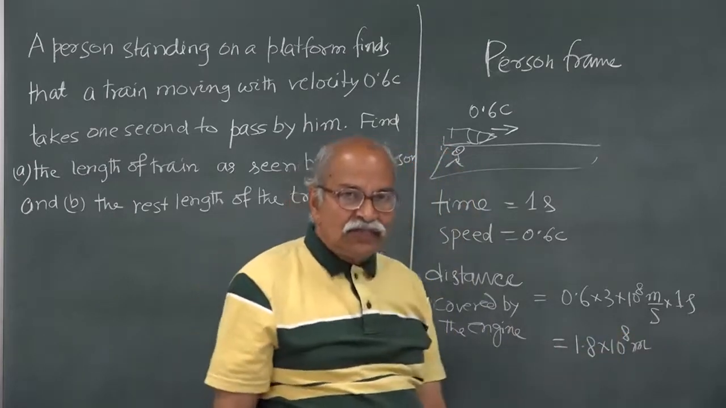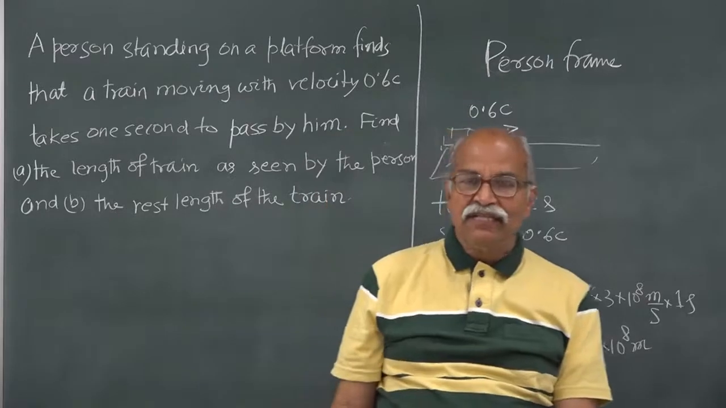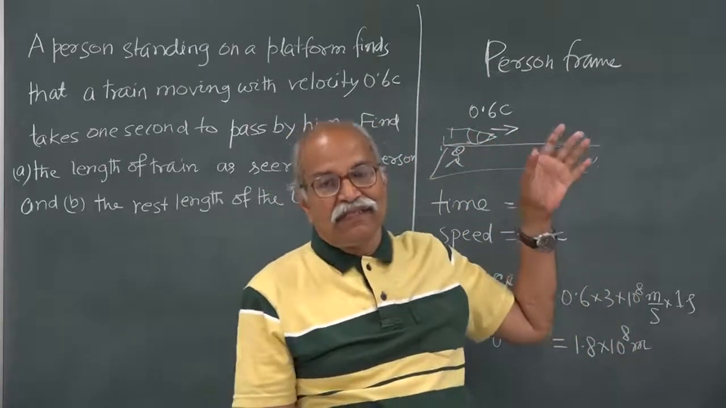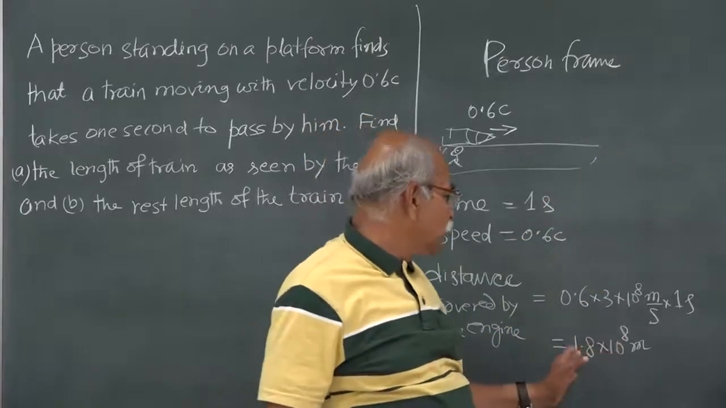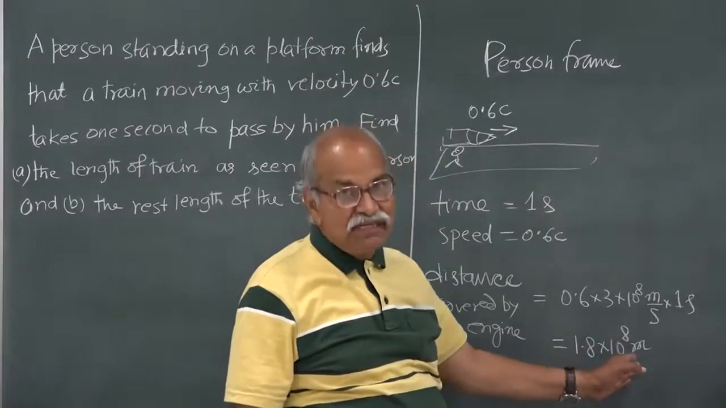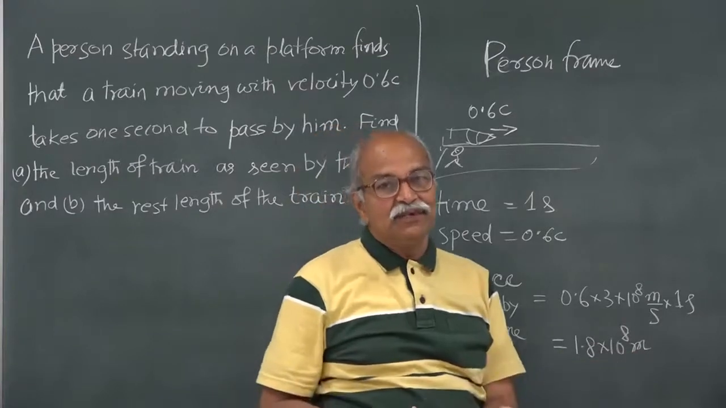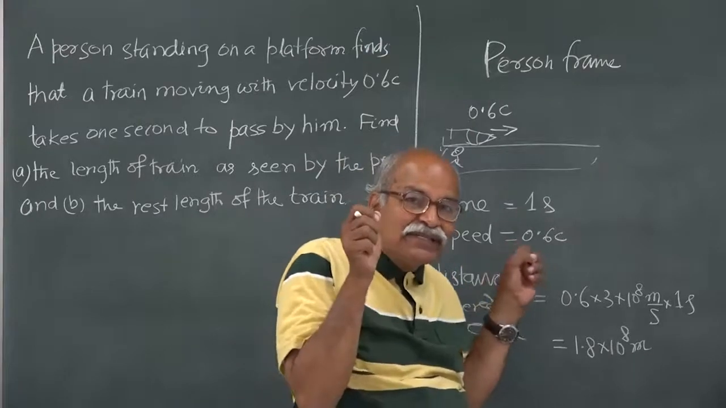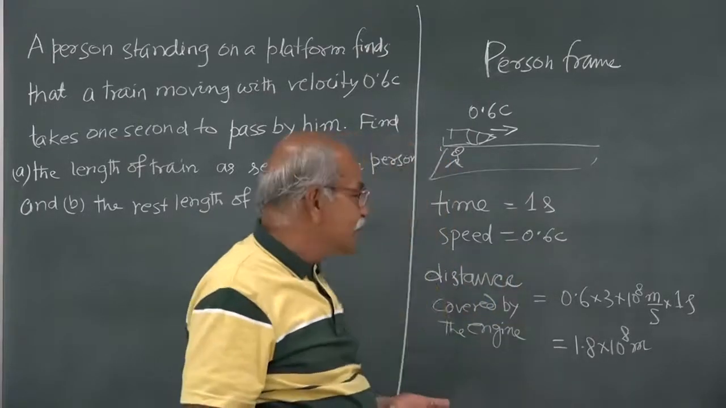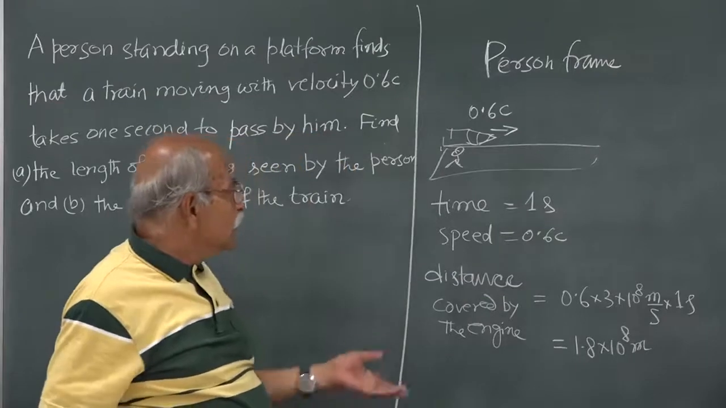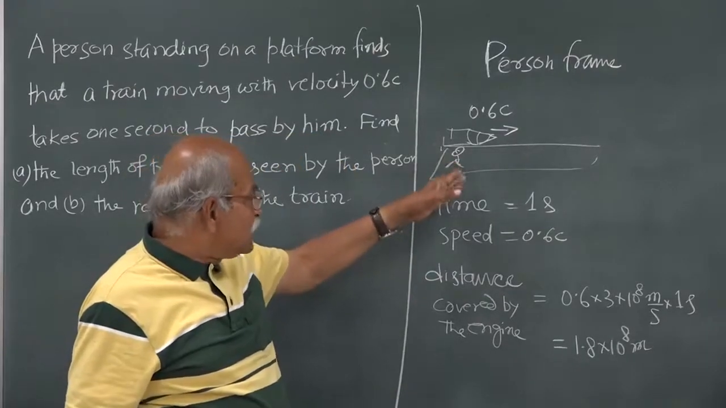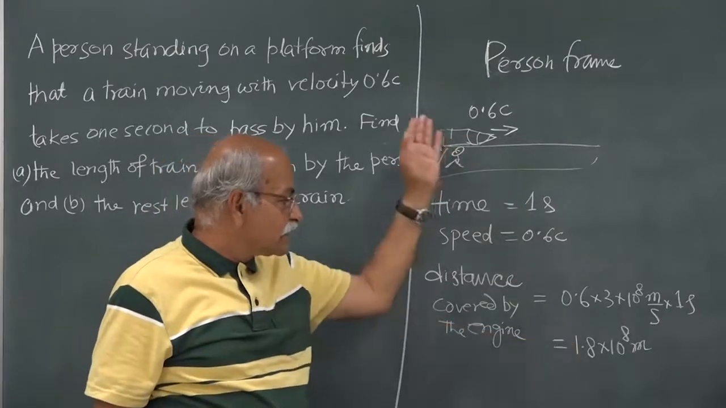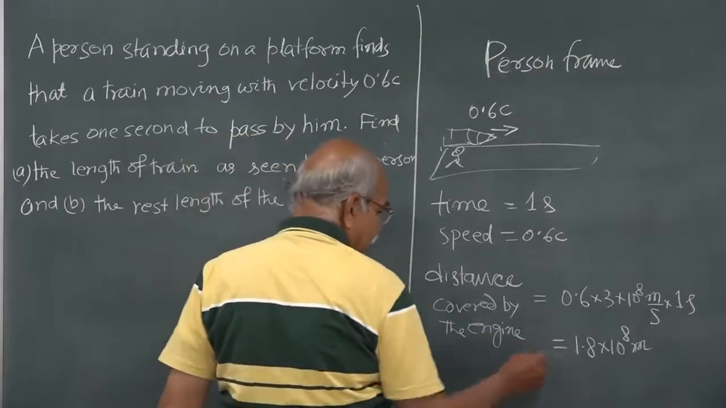So, to practice all these relativity equations, we create these hypothetical situations. The length of the train is 1.8 into 10 to the power 8 meters. So, these are all hypothetical situations, but to bring out the meaning of equations, we use these unrealistic numbers. So, at 1 second, the last rear part is here and the engine is at this distance. So, this is the length of the train.